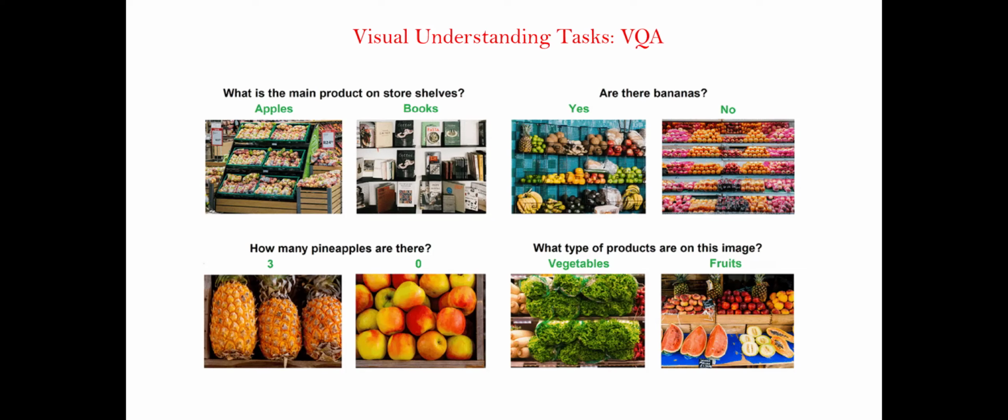Suppose, for example, on the right side: are there any bananas? This has a binary answer, yes or no. Similarly, how many pineapples are there? Three or zero? What type of products are in this image? Vegetables and fruits. So these are the different types of visual question answering tasks. There are a lot more other tasks, but I have given image captioning and VQA as the primary visual understanding tasks here.